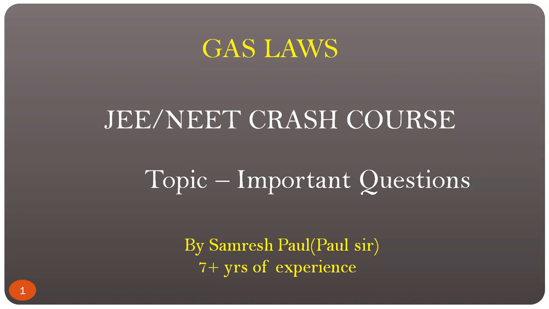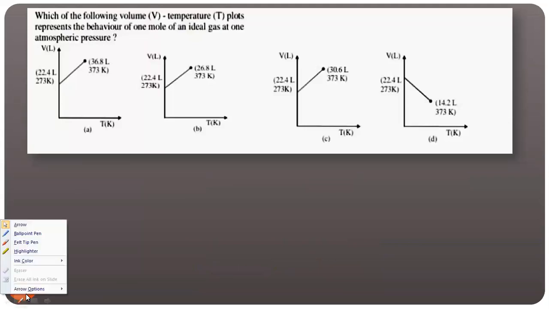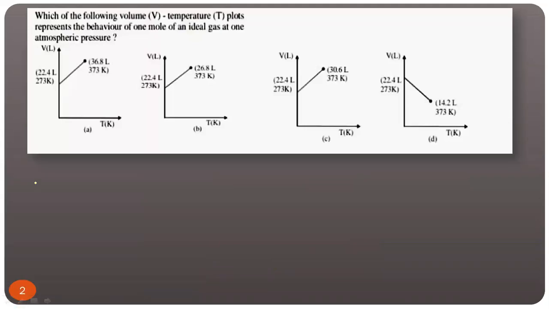So let's start the question answer round. Now look at the question. This is a very good question. Now what is given here? Read the question carefully. Which of the following volume and temperature plots represent the behavior of 1 mole of an ideal gas at 1 atm pressure? Means this is, we know V and T graph.